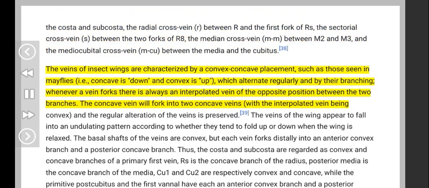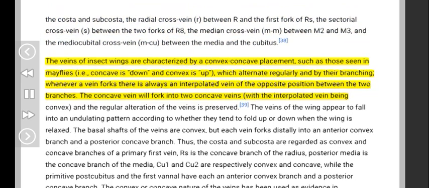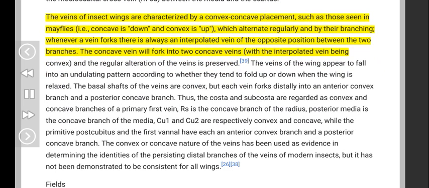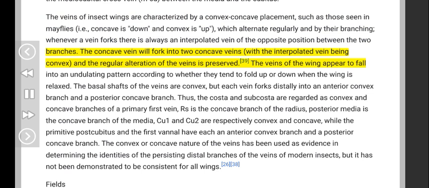The insect wings are characterized by a convex-concave placement, such as those seen in mayflies, i.e., concavas, down, and convexas, up, which alternate regularly, and by their branching, whenever a vein forks there is always an interpolated vein of the opposite position between the two branches. The concave vein will fork into two concave veins, with the interpolated vein being convex, and the regular alternation of the veins is preserved.